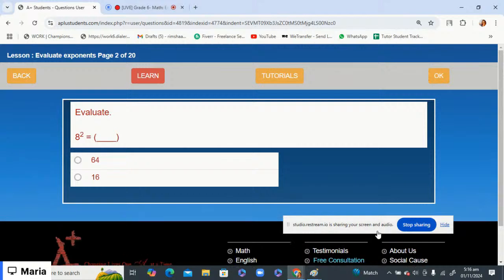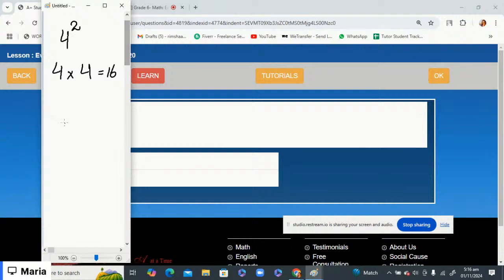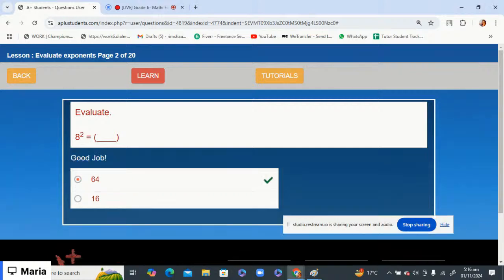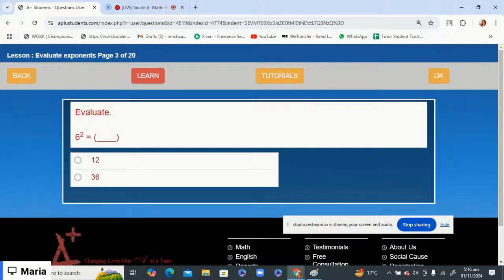So 8 power 2. How can we find it? This is 8 then power 2. So what does it mean? It means that 8 times 8, that is 64. When you multiply 8 with the 8, you get the answer 64. Check, is there any answer 64? Yes, it's here. So we go with it. Yes, this is also the right answer.